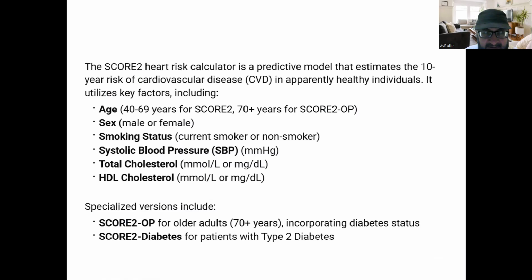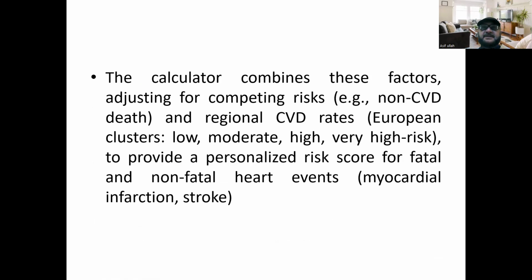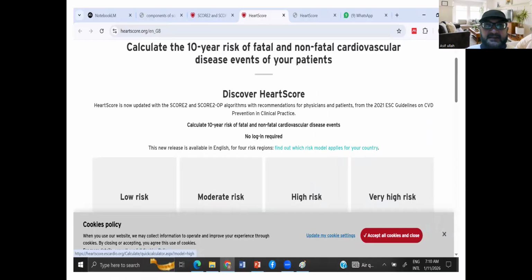Specialized versions are SCORE2-OP for 70 plus, incorporating diabetes status, and SCORE2-Diabetes, which is for patients with type 2 diabetes. The calculator will combine these factors, adjusting for competing risks like non-cardiovascular death and regional rates. European clusters are low, moderate, high, and very high, to provide a personalized score for fatal and non-fatal heart events, myocardial infarction and stroke. This is the website.